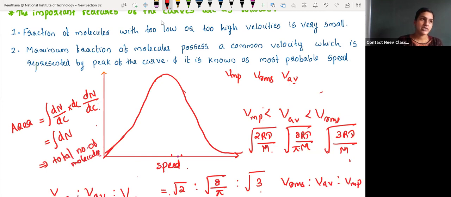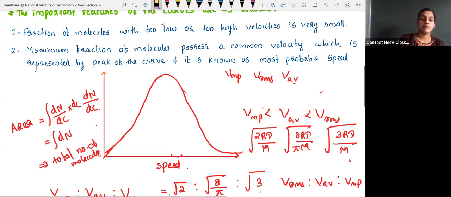This I explained just because in some books you can also find this graph. If you are searching Maxwell's distribution of molecular speeds, you can find a dN by dC versus speed curve, and you can also find a probability versus speed curve. If I'm taking dN by dC, number of molecules versus speed, the area represents the total number of molecules.